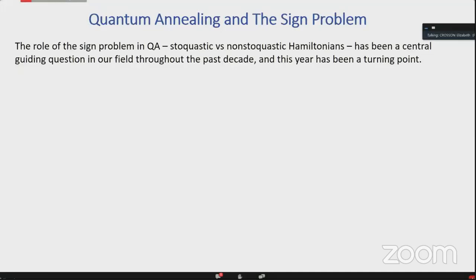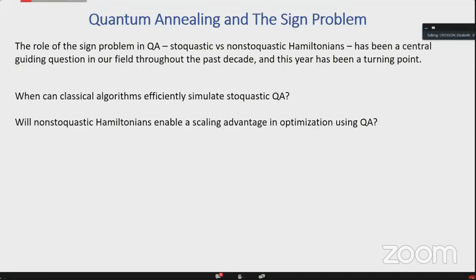So two of the main questions to consider are, when do we know for certain that classical algorithms can efficiently simulate stochastic quantum annealing? And maybe the more interesting question, will non-stochastic Hamiltonians enable that elusive scaling advantage, specifically for optimization with quantum annealing?